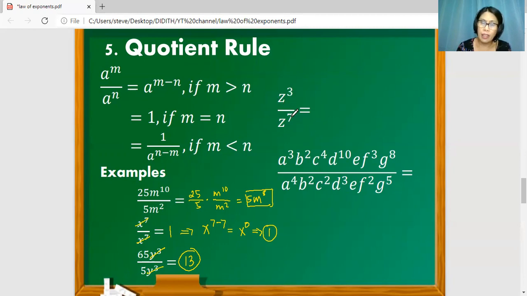Obviously, m is less than n here, so we're going to consider the third sub rule. So we will get the reciprocal of the common base z, and that's 1 all over z. And then we'll perform subtraction between n and m. So this is 7 minus 3. So this is 1 all over z to the fourth.